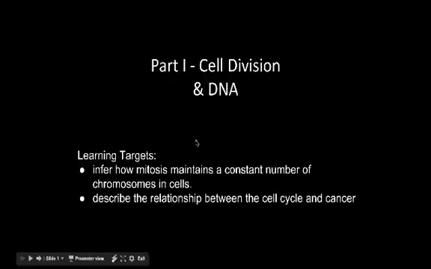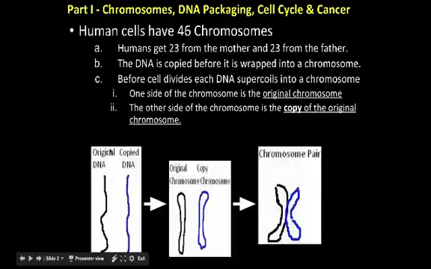Hey guys, today's topic is topic number 3, and this is all about mitosis and DNA. The first learning targets we're going to address are talking about how mitosis maintains the constant number of chromosomes in cells. This is an important process here. And then describe the relationship that exists between the cell cycle and cancer. So we're going to talk about that one too, what the cell cycle is and how cancer is a result of cell cycle out of control.